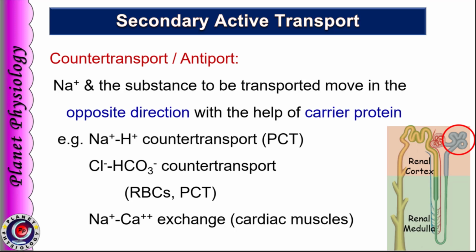Another example is chloride bicarbonate counter-transport, which occurs in RBCs. Here bicarbonate ions leave the cell and chloride enters the cell. Note that secondary active transport can involve ions other than sodium also. One more example is the sodium-calcium exchanger in cardiac muscles. In counter-transport, as the substances are transported in opposite directions, the process is known as antiport or exchange.